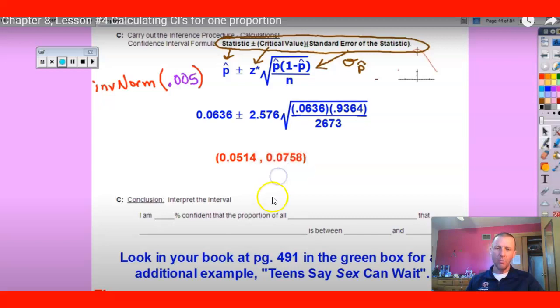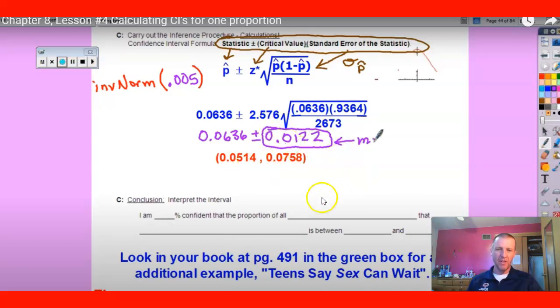He adds one more thing in here. I'm going to show you what he asks his students to write in this little space right here. It's the 0.0636 plus or minus, and then he says, hey, what is this margin of error? 2.576 times this, apparently that equals 0.0122. The margin of error is 1.2%. So we're saying about 6% plus or minus 1%. Guess what? That gave us 5 to 7%, right? That is the confidence interval. That's the margin of error.